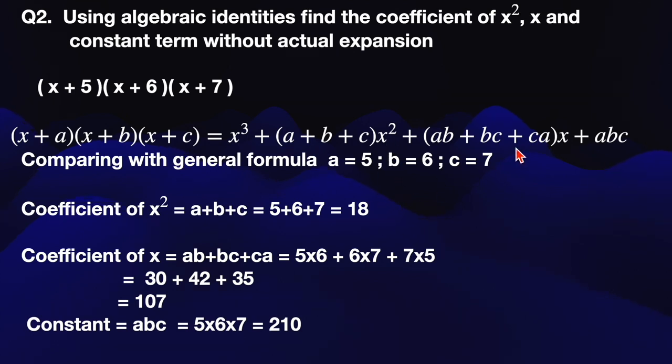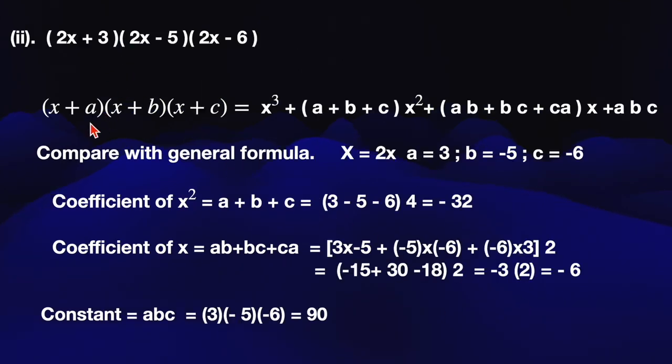Coefficient of x is a into b plus b into c plus c into a. Do this, simplify it. You get answer 107. And the constant is a into b into c. You get the answer as 210. Same type of sum. Write down the general identity. And then here you have to be careful. In place of x, it is 2x. Okay.